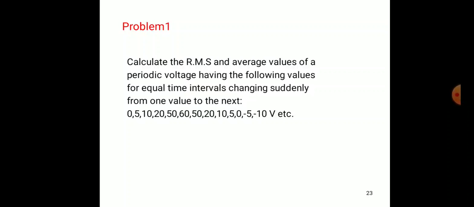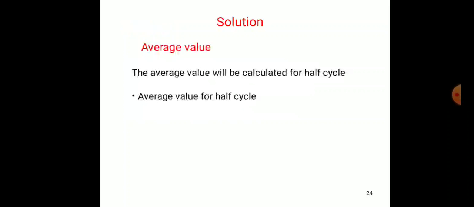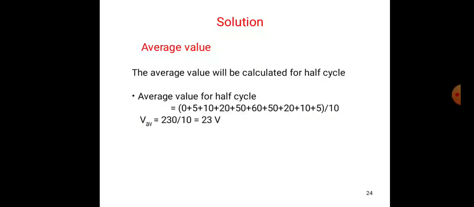We already have the formula for equal intervals. First, try to calculate the average value. The average value over the cycle, given the number of values, is 23 volts. The total average value is 23 volts. The negative minus sign should not be taken; it is also taken as a positive value.